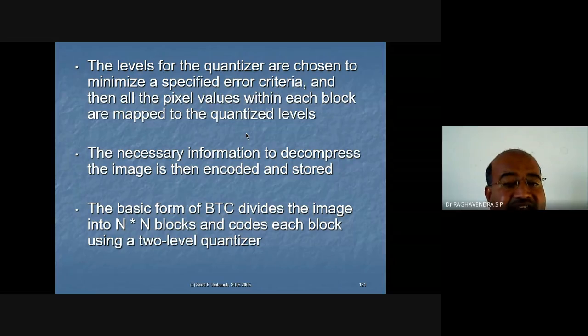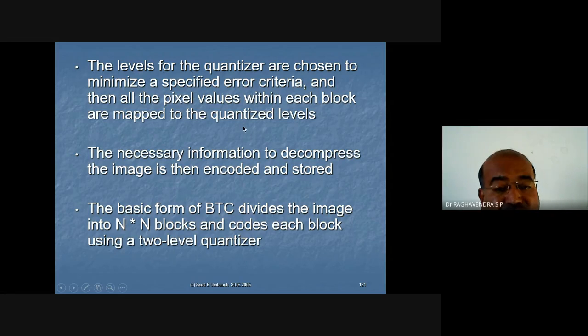Next, the necessary information to decompress the image is encoded and stored. This is also very, very important. Before we compress, we have to store some information related to the image, like how much encoding is done. What is the storage required before encoding or compression? What is the storage required after compression? This kind of information has to be stored somewhere.